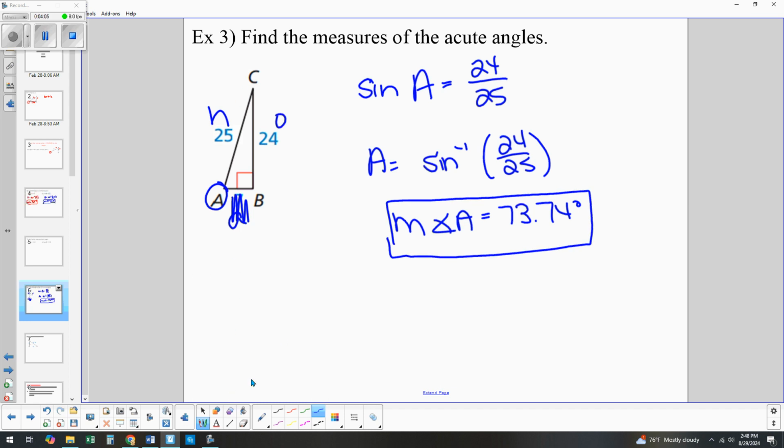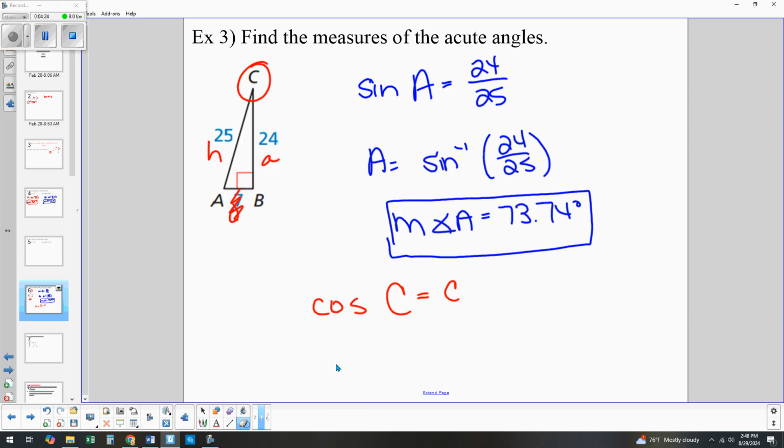If I wanted to find C, I have 2 choices. I can get rid of my markings, relabel angle C with my O, A, and H. Let's pretend that I didn't have that 7 again, and now I'm using the A and the H. So the cosine of C would have been 24 over 25. So C is equal to the inverse cosine of 24 over 25. And I get 16.26.